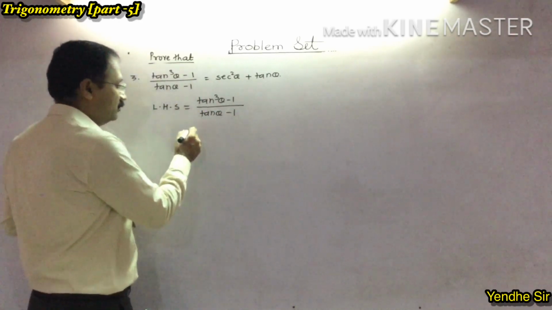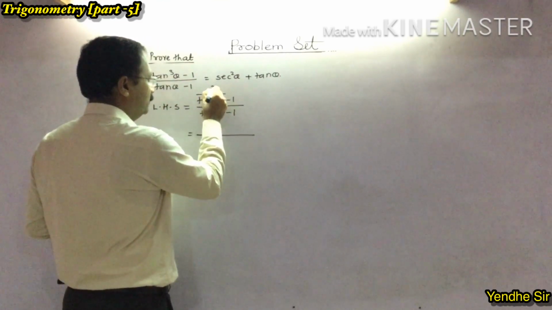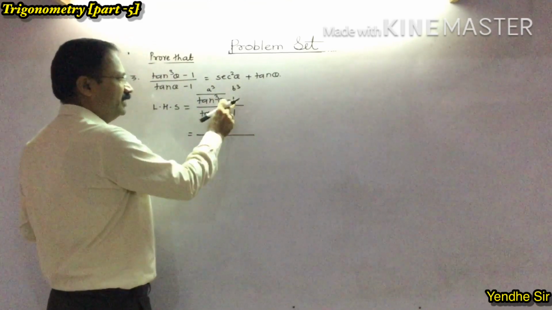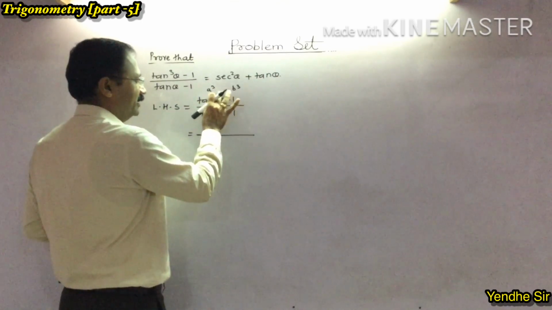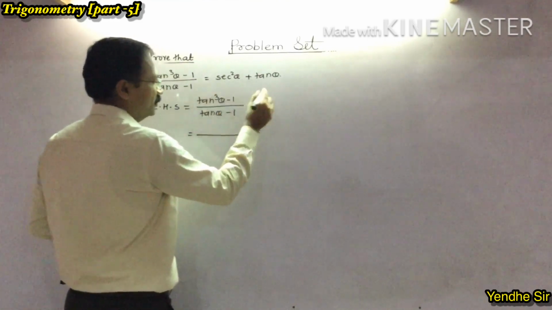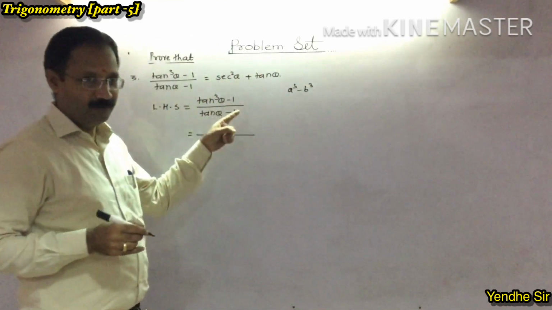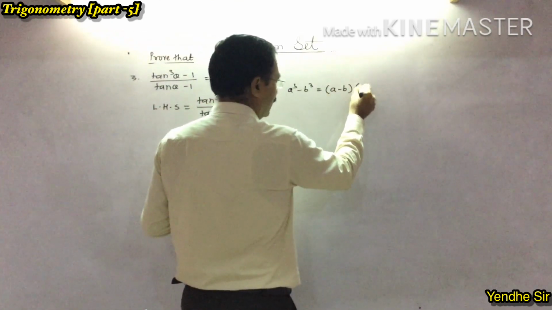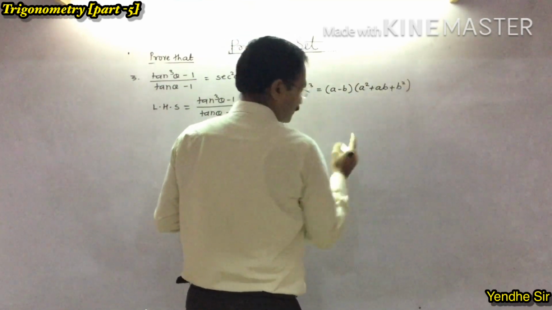Then after that, what I have to do: this is A cube and this is nothing but B cube. Because 1 cube is 1, that's why it is written as 1, but here tan cube is there. So don't forget that this is A cube and this is B cube. So we know the formula for A cube minus B cube. It has two formulas. The first formula is A minus B in bracket, A square plus AB plus B square. This is the first formula.